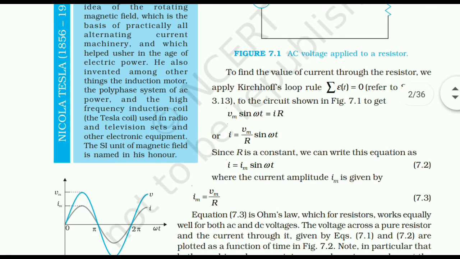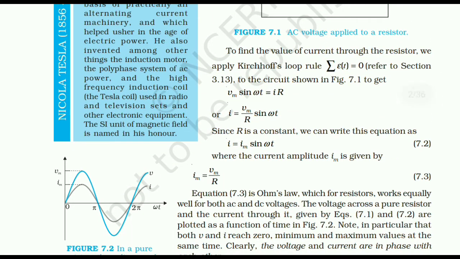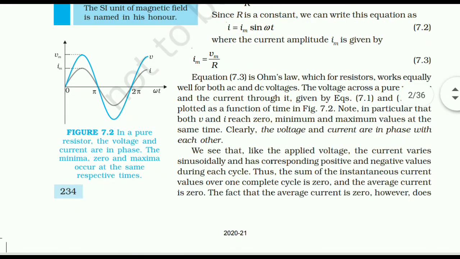To find the value of the current through the resistor, we apply Kirchhoff's loop rule, where the summation of all the voltages is equal to 0, to the circuit shown in figure 7.1, to get Vm sin ωt = IR, or I = (Vm/R) sin ωt. Since R is a constant, we can write this equation as I = Im sin ωt, where the amplitude Im is given by Im = Vm/R. This equation is Ohm's law, which for resistors works equally well for both AC and DC voltages.